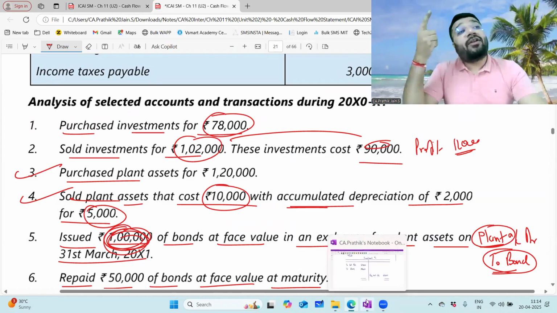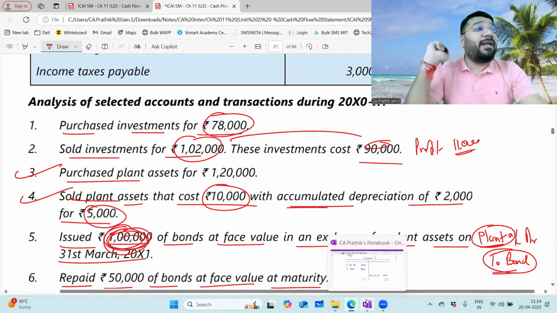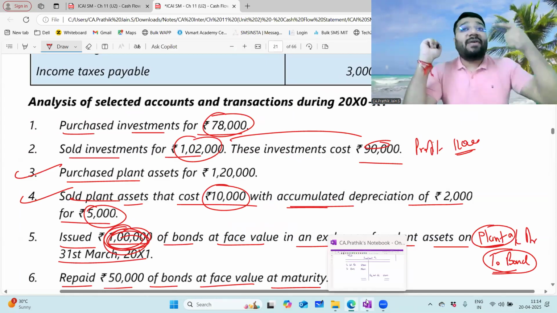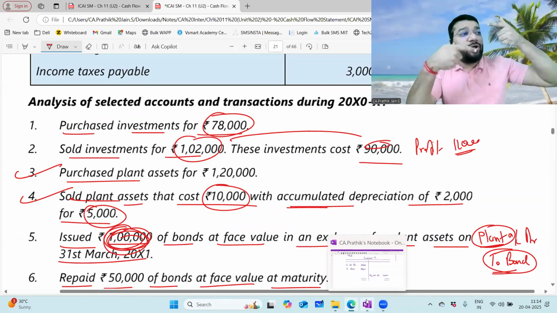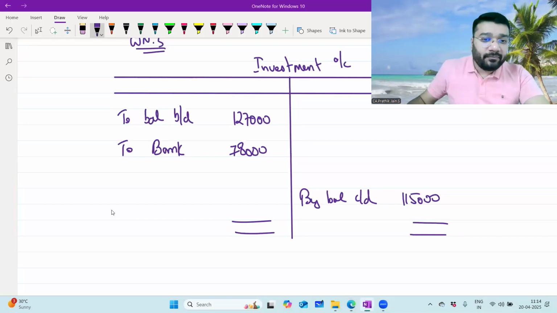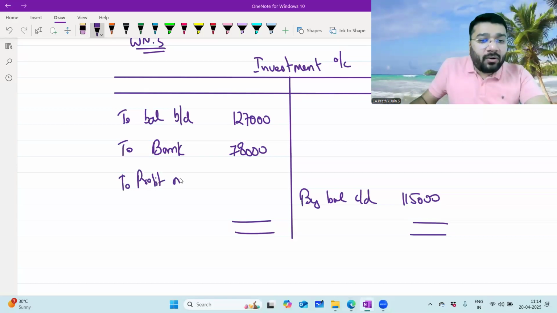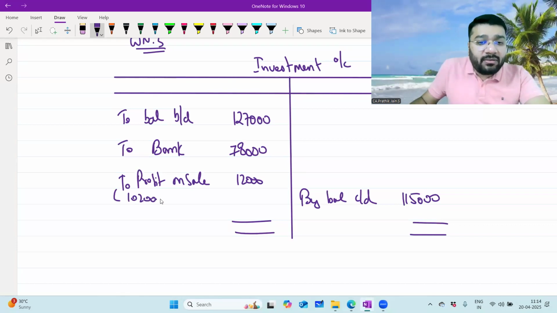Profit always increases the value of the asset or decreases the value of the asset? Increases the value of the asset. What is the entry for that? Investment account debit to profit on sale, 12,000. How did I get 12,000? 1,02,000 minus 90,000.